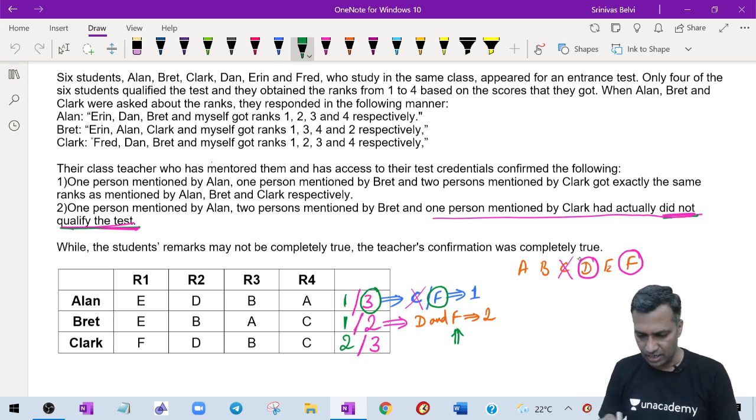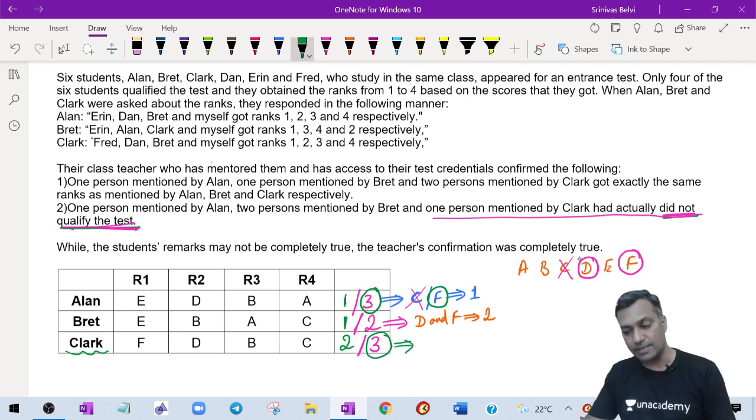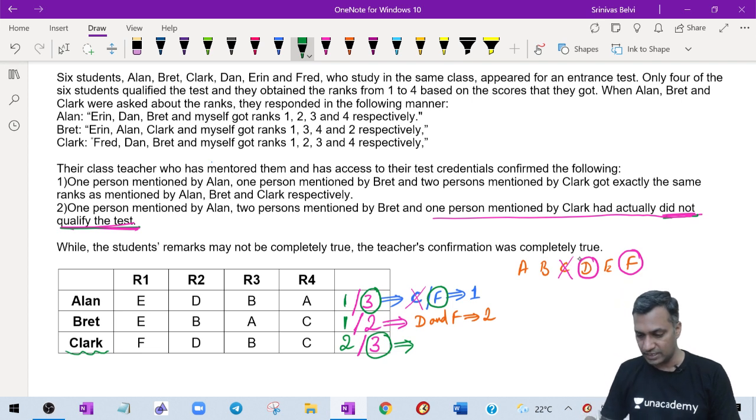Okay, so we're here in the last one. Clark. Clark has got 3 of the names right. Which means one among the other 2 names has to be on the rank list. Who are they? Let's find out.